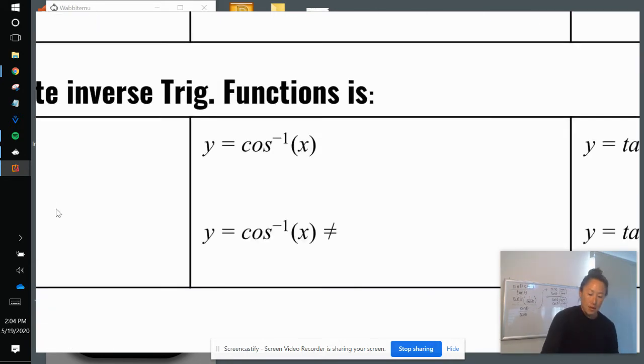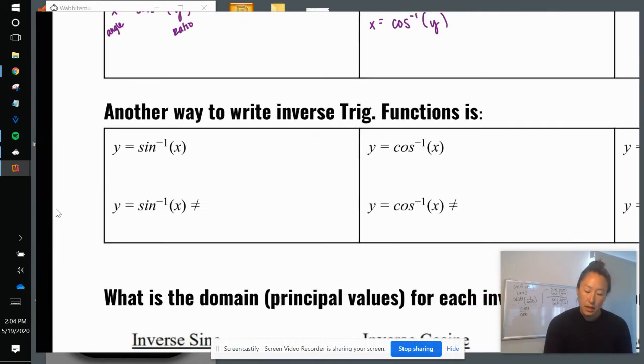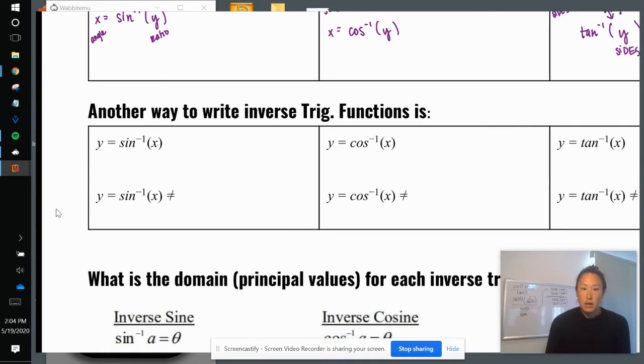Okay. All right. So another way to write inverse trig is to put the negative one right there, saying that that's the inverse function, the inverse of the function. It's really confusing, so a lot of times we just write arc sine. These are the same thing. Same with cosine, arc cosine of x.